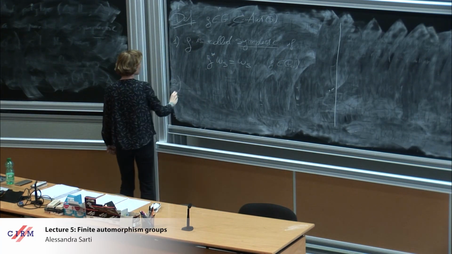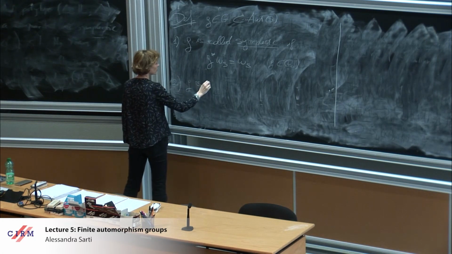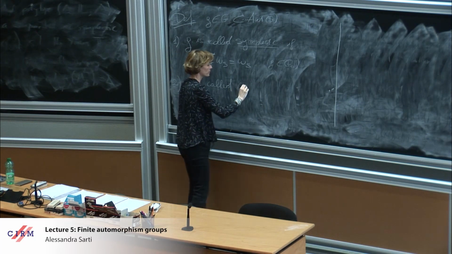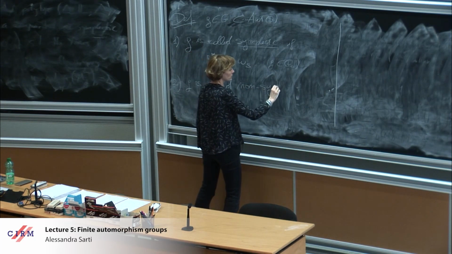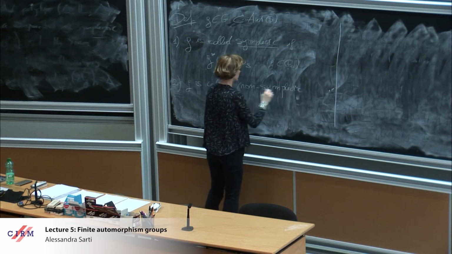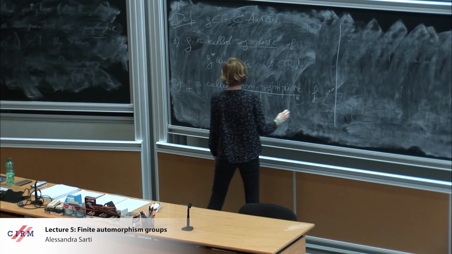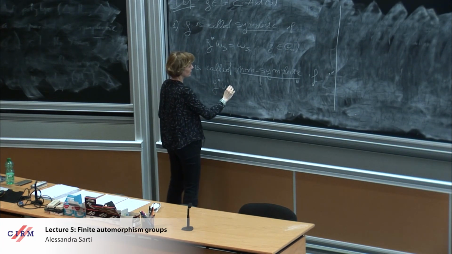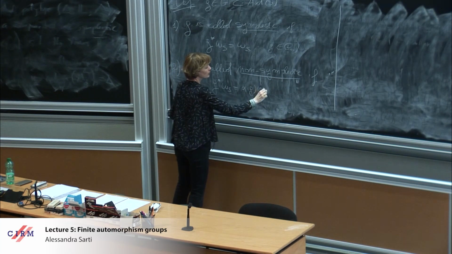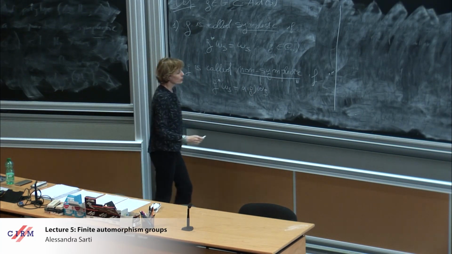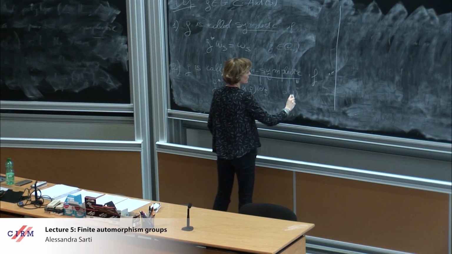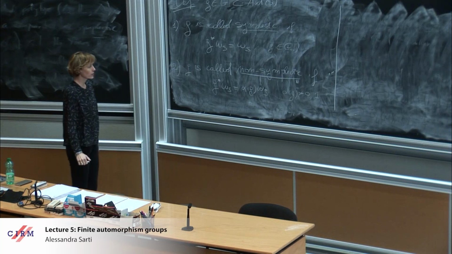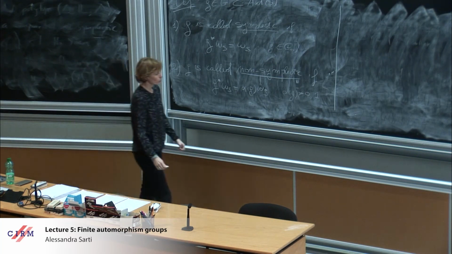Second, g is called non-symplectic, so it does not preserve the symplectic form, if g star omega S is equal to alpha g omega S, and this alpha g is different from 0 and 1. It is a complex number, so alpha g is complex, of course.